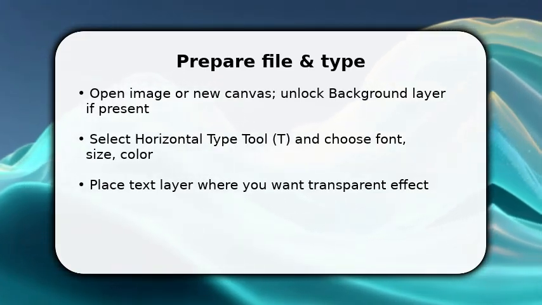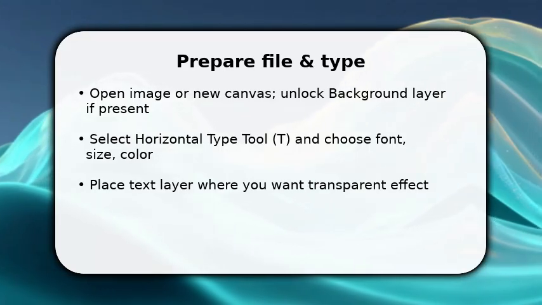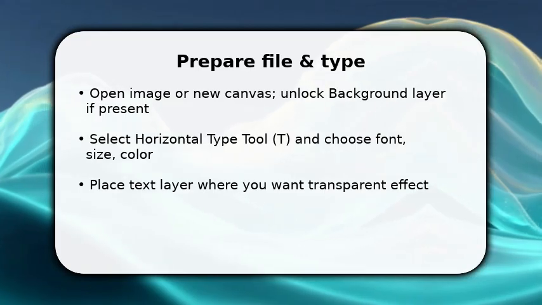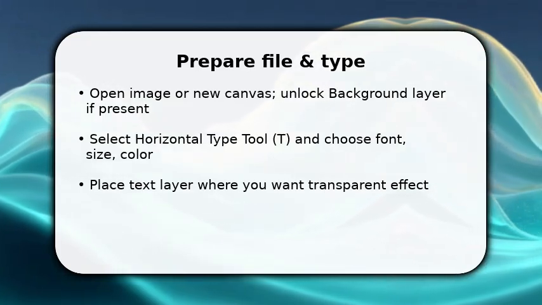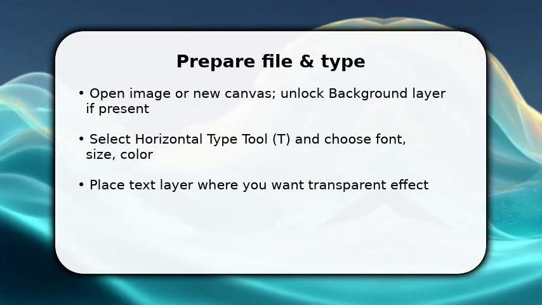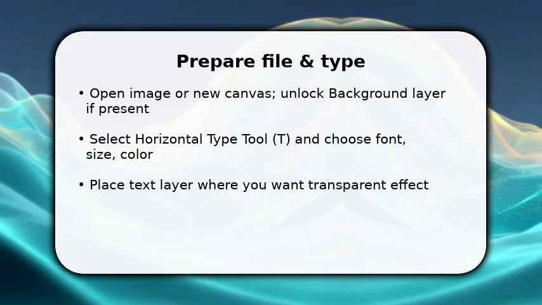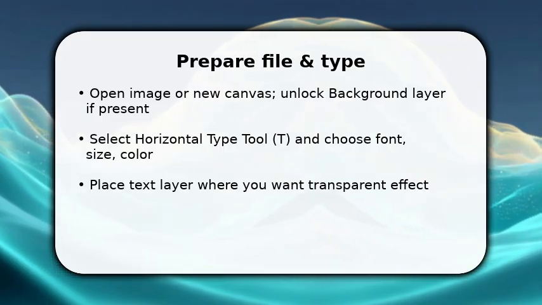Then select the Type tool T, pick a bold, readable font and size for a clear cutout, and type your words. Make sure the text layer sits above the artwork and is raster-free. Keep it as a type layer so you can edit. Once done, align or nudge the text to the exact position you want to punch through.